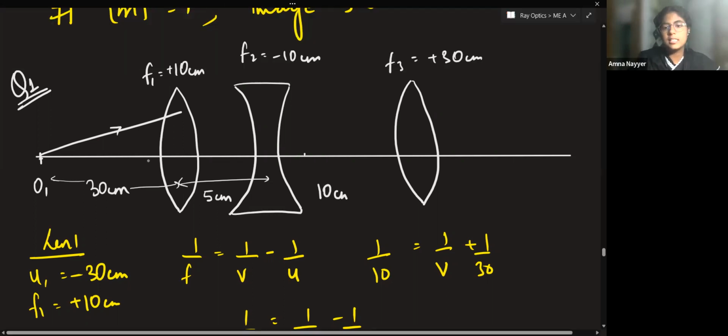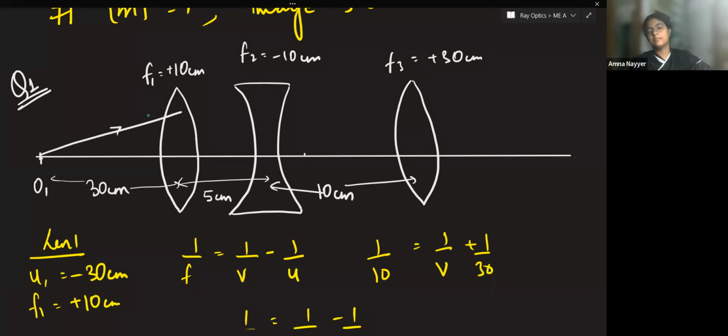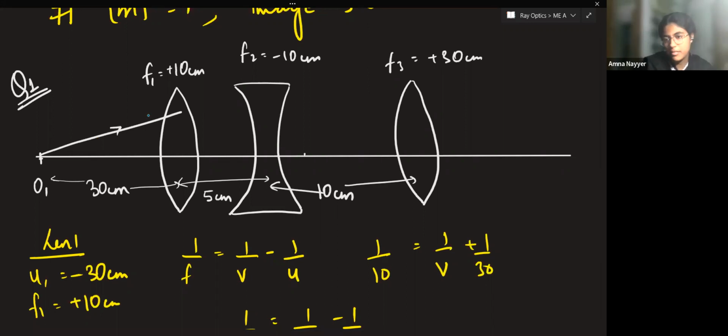See, this is 10 centimeter, the separation between these two lenses also. So yes, can you tell me where the first image of this will be formed? V is 15 centimeter. This is the first lens. Memona, where should the image be formed according to you?